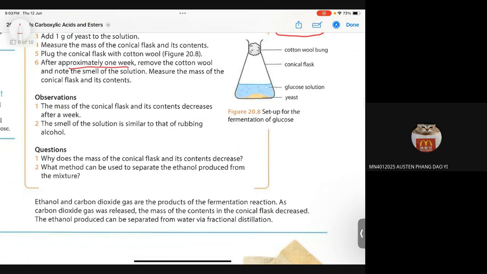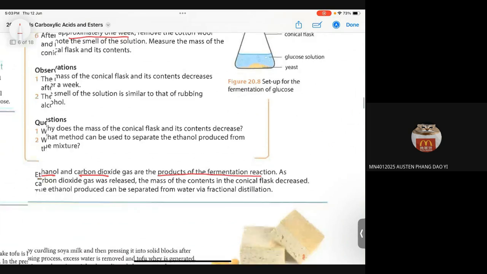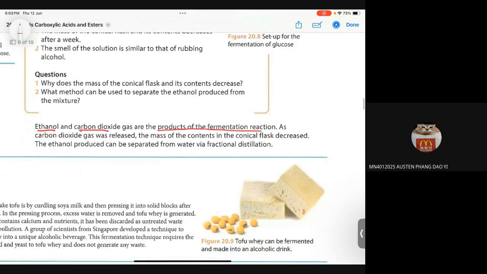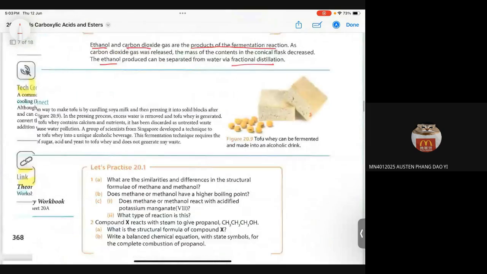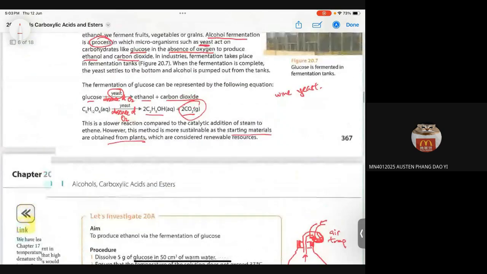Okay, now take note that ethanol and carbon dioxide gas are actually the products of the fermentation reaction. If you want to get purer ethanol at home, purer, because you can't get 100%. There's always some impurity there. There's always some water involved. But in general, you can make your ethanol purer by letting it undergo fractional distillation. Any questions so far?